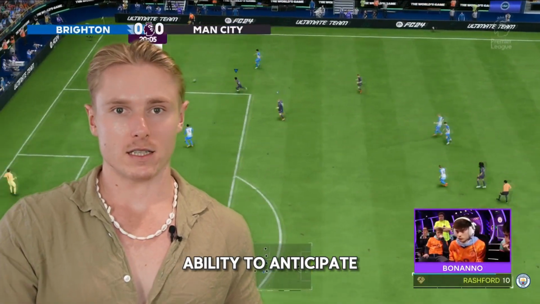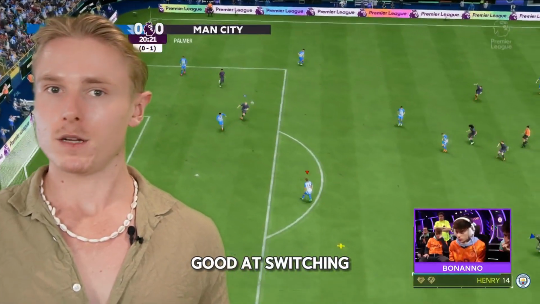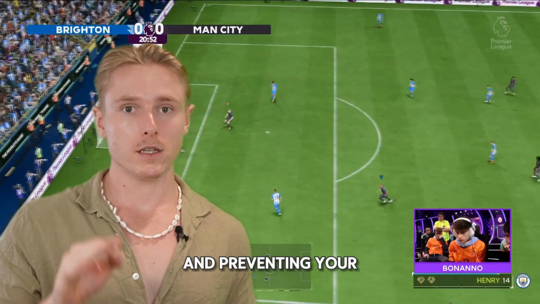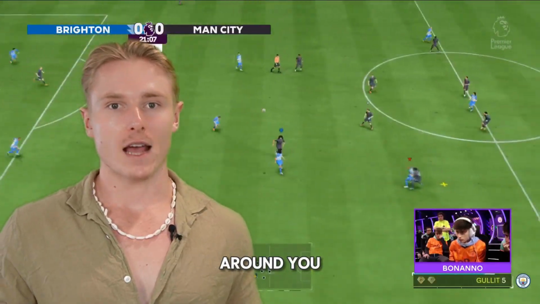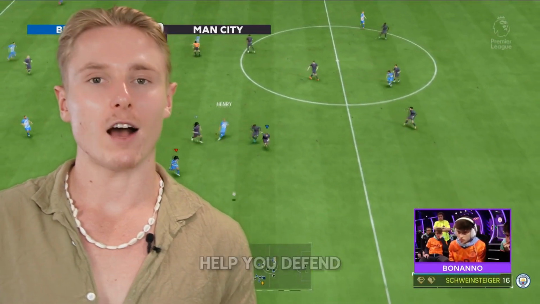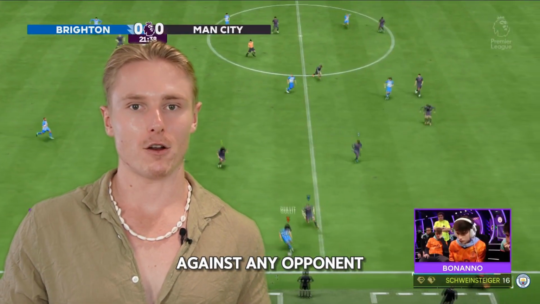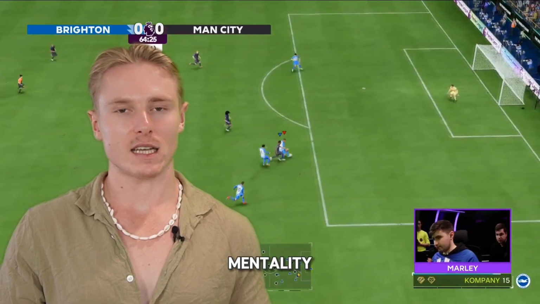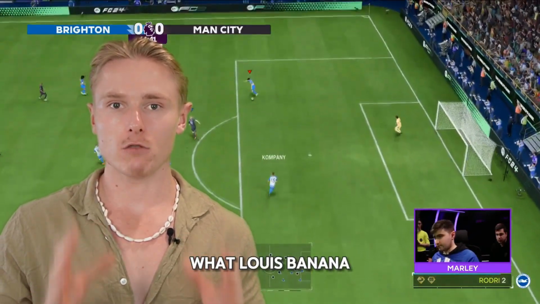if you are good at switching between your defenders and keeping that defensive shape and preventing your opponent from passing around you, then high depth will help you defend against any opponent, and you can put pressure on them from minute one, causing them to have a negative mentality with their attack. And this is what Luis Bonano did.